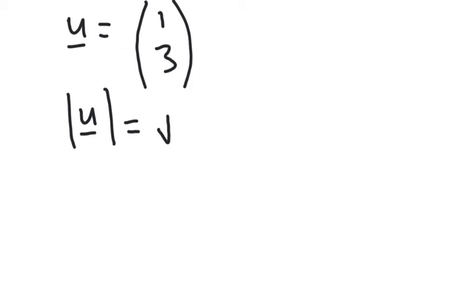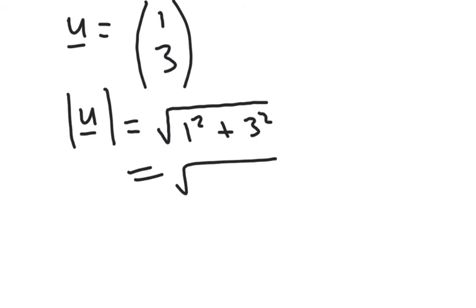We need to square the 1 and the 3 and square root those. Square the 1, square the 3, add them up and square root. So the square root of 1 plus 3 squared is 9, so that's the square root of 10. We can leave it like that. We don't need to write a decimal, but that's another option.